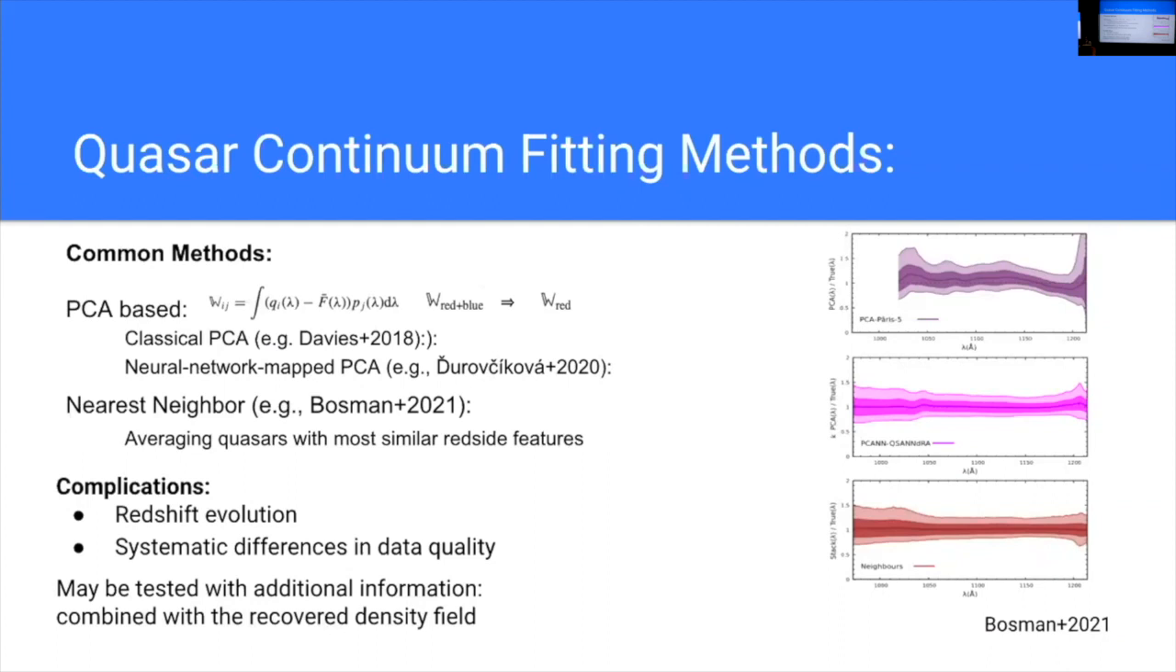I have one. So the nearest neighbor averaging, is there any problem, because you're averaging quasars with the most similar features, is there any problem caused by the continuum being too smooth? Do you want to reproduce the higher frequency features? No, there shouldn't be any high frequency feature because the continuum is quite smooth. Okay, cool. Any other questions?